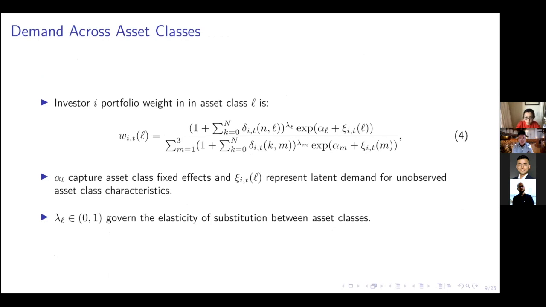Afterwards, we want to think also about demand across asset classes. We want to allow for investors both to invest in Japan versus US, but also debt versus equity. And essentially, this outer shell is also going to be logit in structure. Investor I's portfolio weight in asset class L is going to depend on the sum of the desirability of all those assets within each asset class, as well as some asset class specific fixed effects, this Xi term, which we're going to think about as, again, latent demand, demand for unobserved asset characteristics. You're going to see these lambdas here. These lambdas govern the elasticity of substitution between asset classes. Essentially, we want these to be between 0 and 1, such that as the assets within an asset class become more expensive, you're going to try to shift away from that asset class.